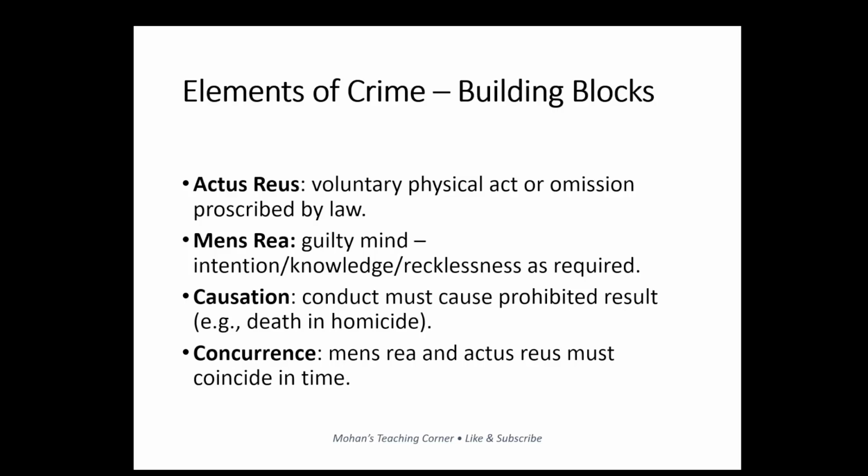So, elements of crime, that is the building blocks. Actus reus, a voluntary physical act or omission prescribed by the law. Mens rea means guilty mind: intention, knowledge, recklessness as required. Causation, conduct must cause the prohibited result, that is death in homicide. Concurrence, mens rea and actus reus must coincide in time.